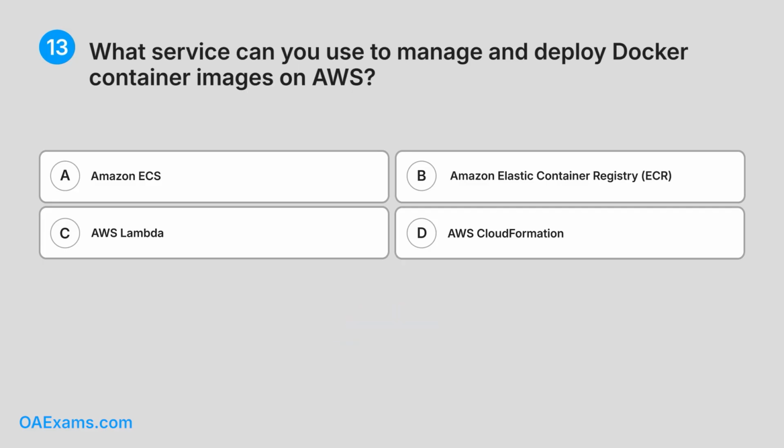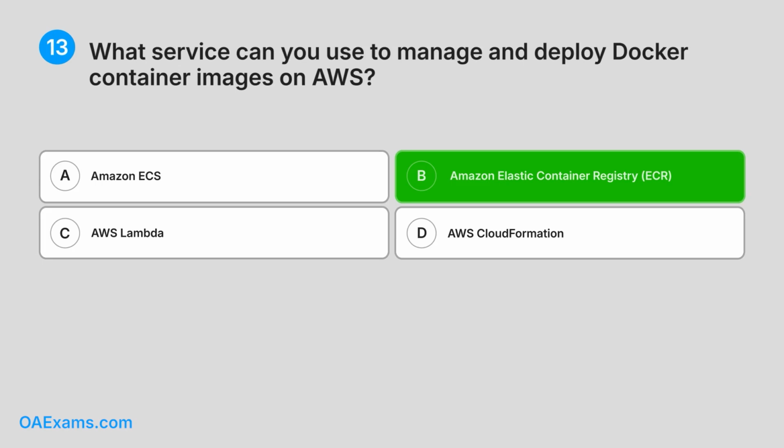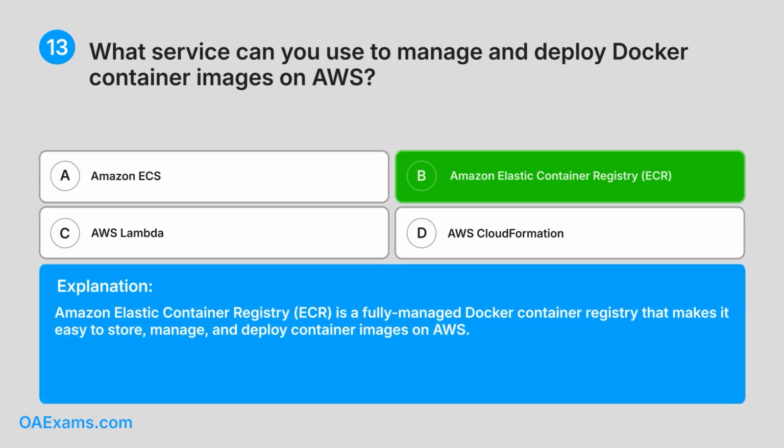Correct answer, B. Explanation: Amazon Elastic Container Registry, ECR, is a fully managed Docker container registry that makes it easy to store, manage, and deploy container images on AWS.